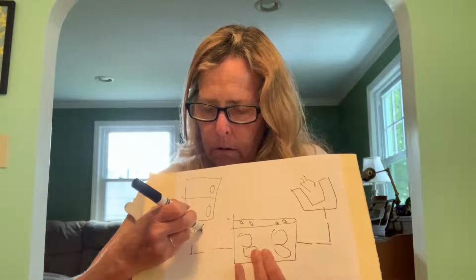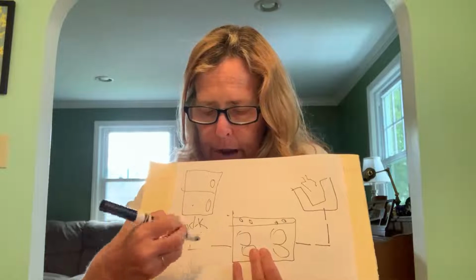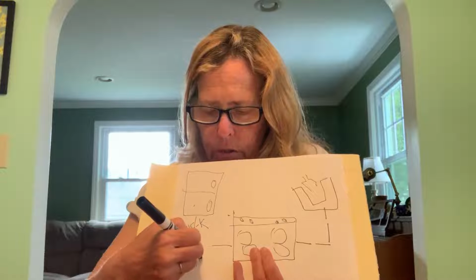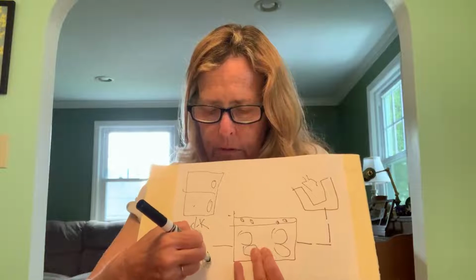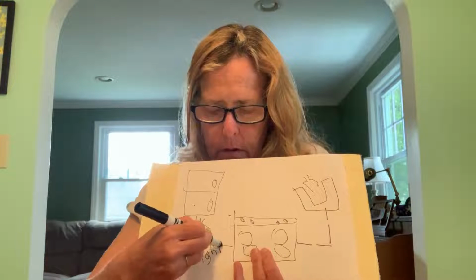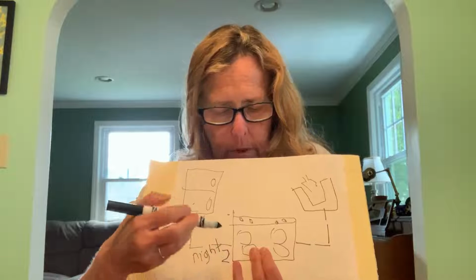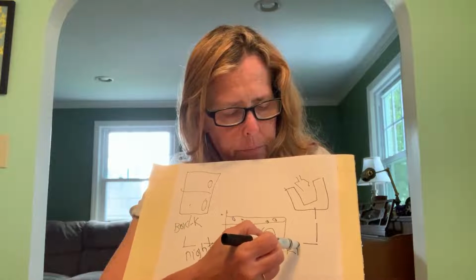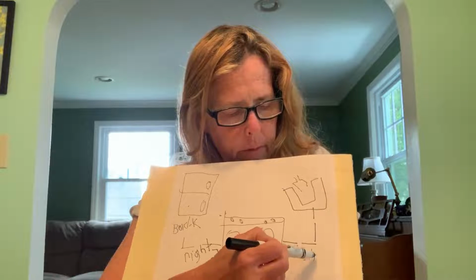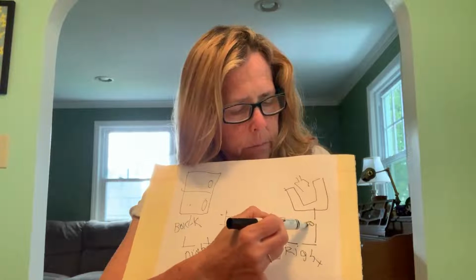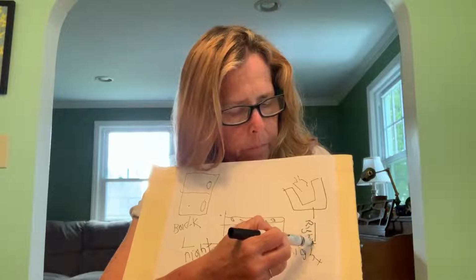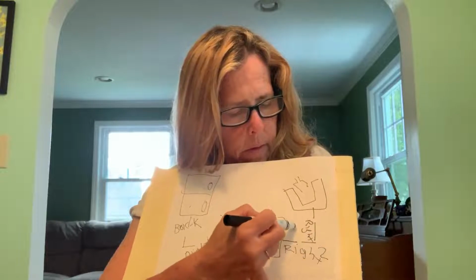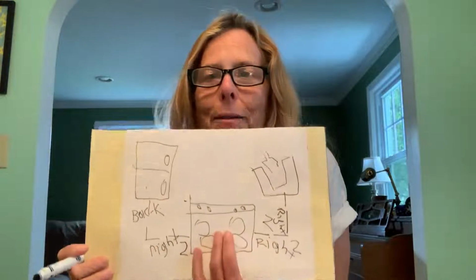Wait, hold on. Then I made a right turn. I went right 2 steps. It's hard for Miss Kathy to write upside down. 2 steps. Then I went right 2 steps. And right 2 steps. There you go. I made a map.